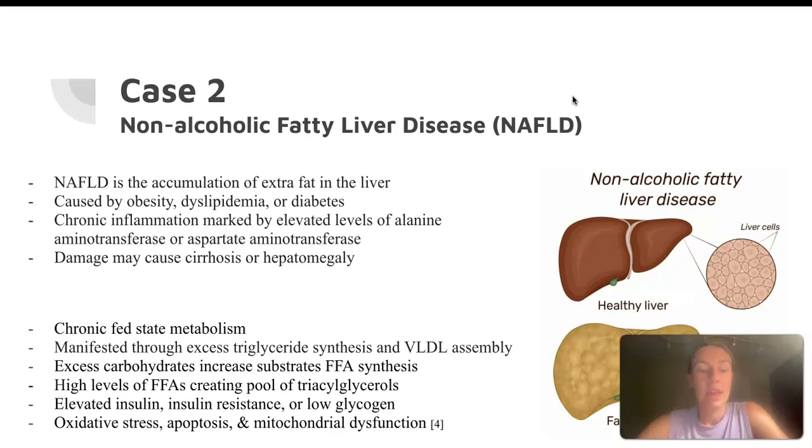Like I said, the high levels of free fatty acids create pools of triglycerols, and some hormonal effects of NAFLD are elevated insulin or even insulin resistance, especially in diabetic patients, and low glycogen as well. Other symptoms are oxidative stress, apoptosis, and mitochondrial dysfunction.